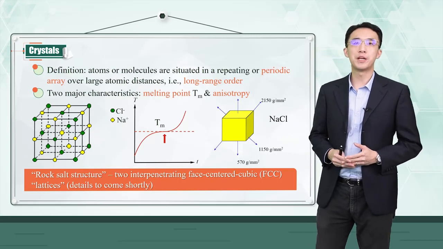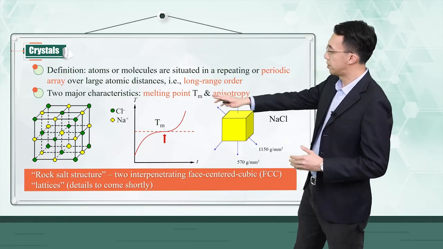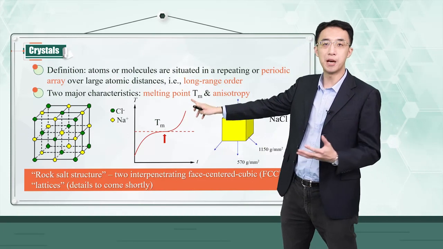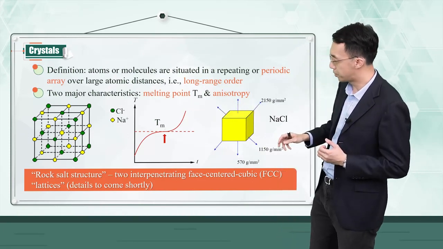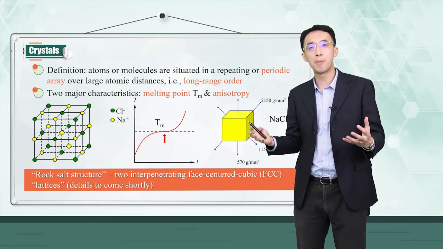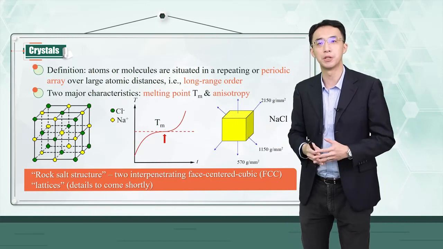And crystals have 2 major characteristics. The first one is the constant melting temperature, where at a certain temperature you have the breaking of all your chemical bonds and your solid crystal becomes a liquid.